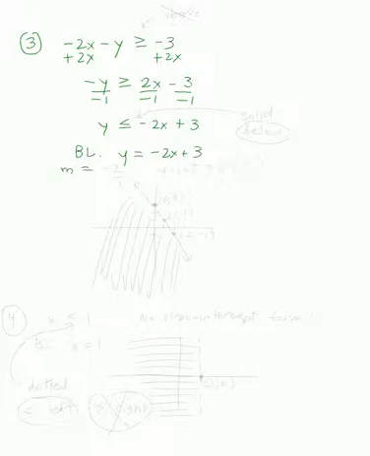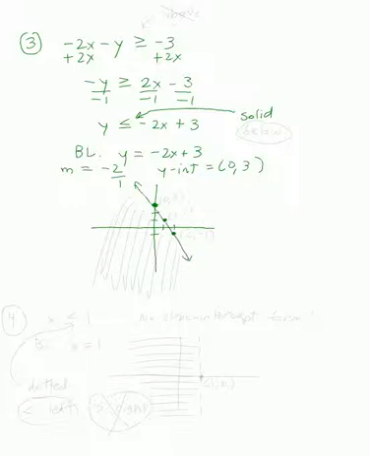Let's write down our information. Our slope is negative 2 over 1, and our y-intercept is 0, 3. Zero, 3 would be right here. And then I go down 2 to the right 1. Do I do a solid or dotted? Well, I'm going to look right over here. This means it's a solid line. And do I shade above or below? Well, because it's a less than or equal to here, I shade below.